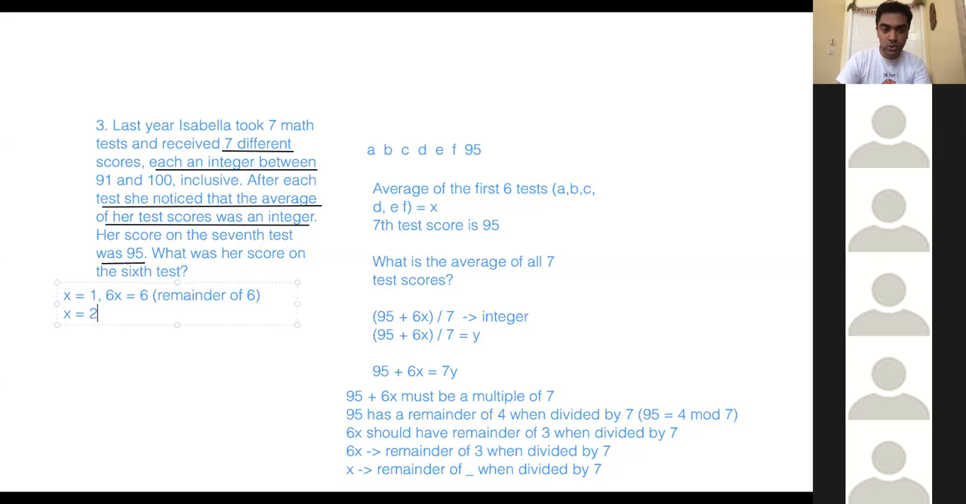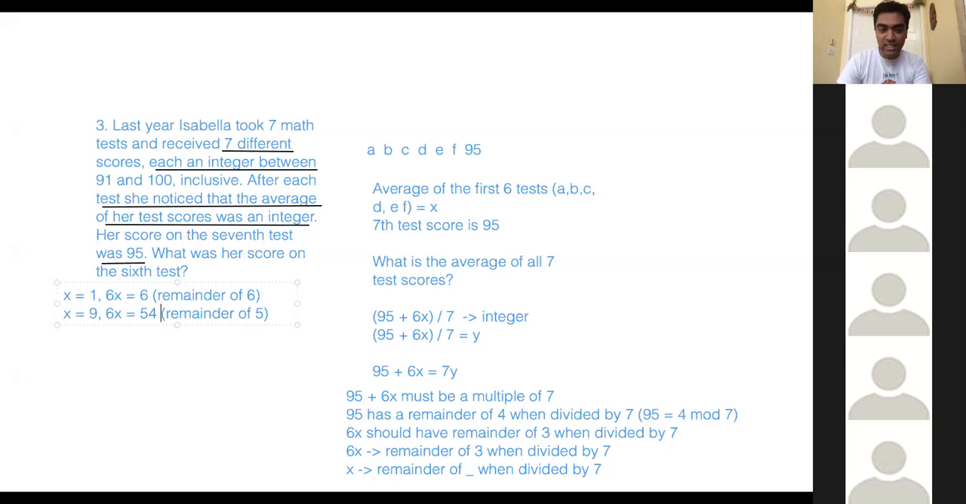Now what if x equals 2? What does 6x equal to? 12. What is this remainder when divided by 7? 5. And you can see that this applies to, I don't need to pick 2. I could have also picked, what's another number which has a remainder of 2 when divided by 7? 9. Good. So if I pick 9, what was 6x then? 54. And what's its remainder when divided by 7? 5. Good.